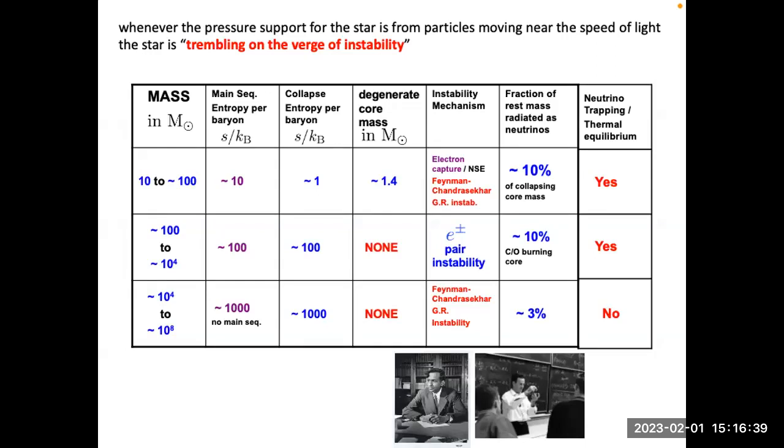So 10 to 100 solar masses, these are the progenitors of ordinary core collapse supernovae, and we'll talk about those. 100 to 10 to the 4 solar masses get killed by the combination of the Feynman-Chandrasekhar instability and various other kinds of weak interaction processes and nuclear processes. And in this range, this is where the electron-positron pair instability happens. So I'll mention that. And for the really big guys, 10,000 solar masses to of order 10 to the 7 or 10 to the 8 solar masses, these things never really have a main sequence. They're going down by the GR instability right away. Okay, so we'll talk a little bit about each of them.